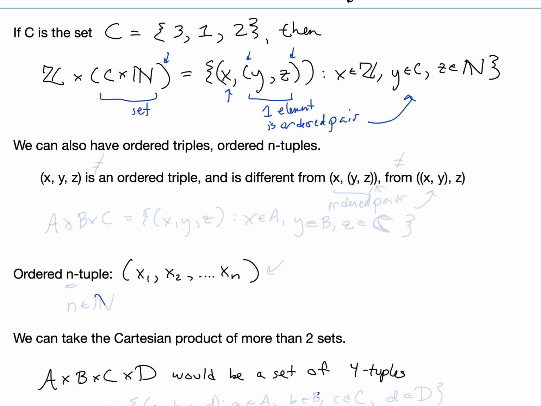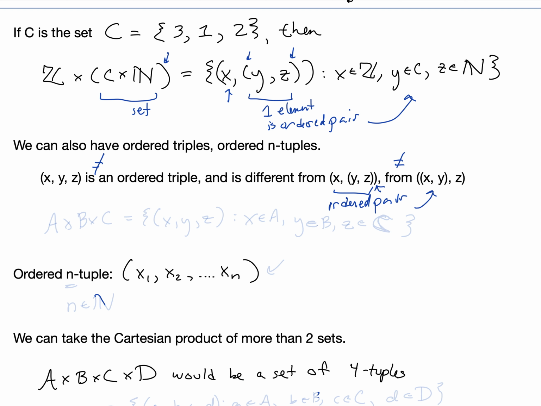We can also have ordered triples, ordered n-tuples, etc. So x comma y comma z is an ordered triple, and it is different from the kind of thing that we see above. Above we saw something of the form x comma, in parentheses, y comma z. So this is an ordered pair where the second element of the ordered pair is itself an ordered pair. And similarly, this is a different ordered pair. Each of these things are not equal to each other. They're all different types of elements.